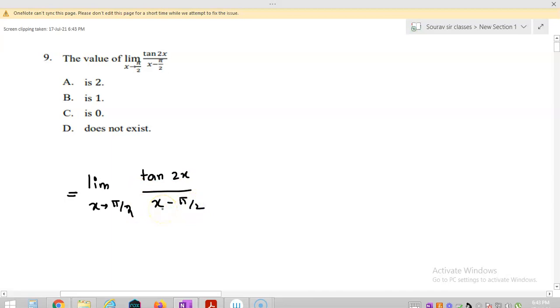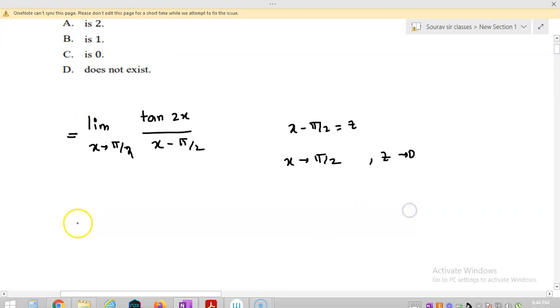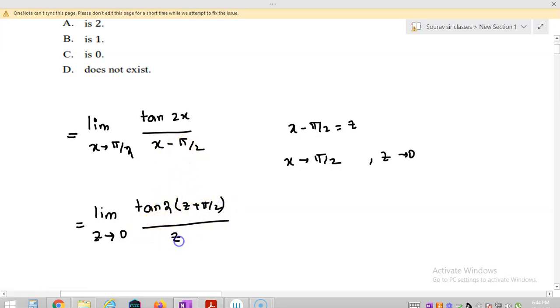So what I am going to do, first of all, I am putting x minus pi by 2 is equal to z. Okay, so when x tends to pi by 2, then z tends to 0, right? So it will imply limit z tends to 0 tan of 2 into the value of x, which is z plus pi by 2, by x minus pi by 2, which is equal to z, right students? So it will imply limit z tends to 0 tan 2z plus pi, right students?